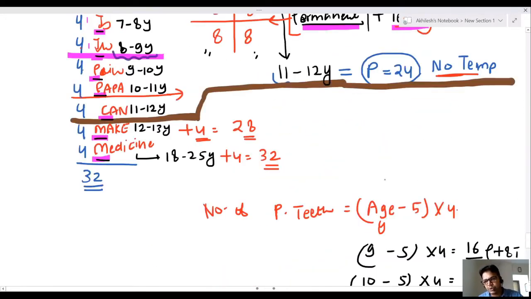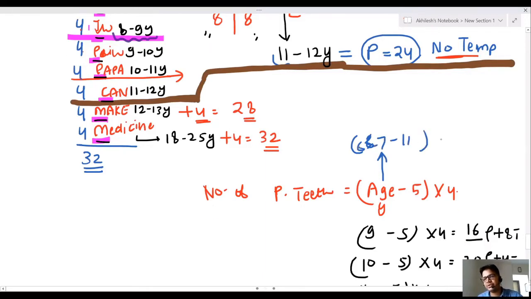This formula is used only for the age between 6 or 7 to 11. This is only used for the mixed dentition formula.